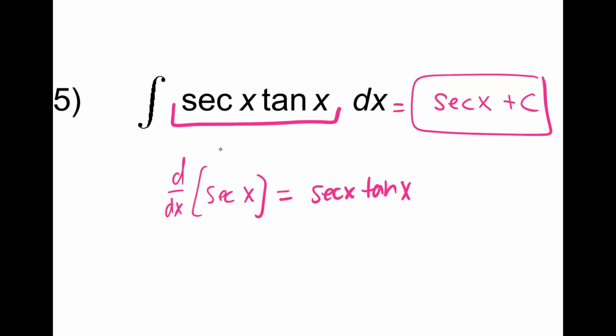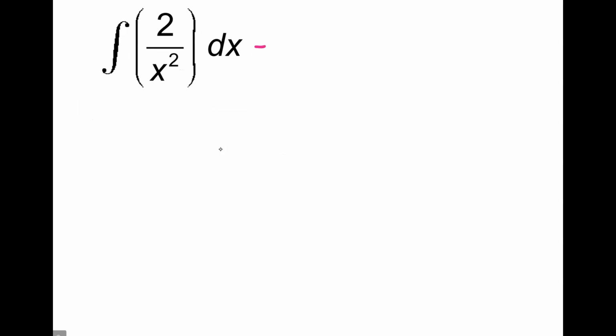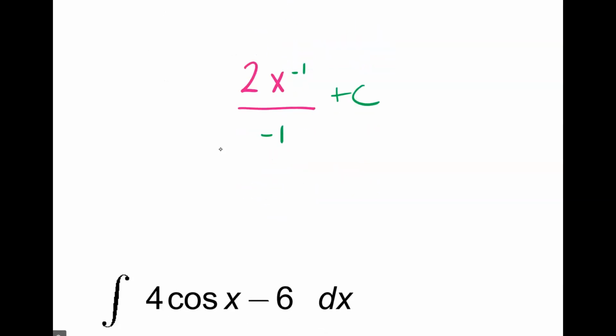What other? 18. Yes, that's the question she asked me about. I'm first going to rewrite this as the integral of 2 times x to the negative 2 dx. You add 1 to your exponent, so 2 times x to the negative 1, and I'm going to be dividing by your new exponent. So add 1 to your exponent, so this is to the negative 1 power. Then I'll divide by negative 1. So this is going to be negative 2 over x plus c.